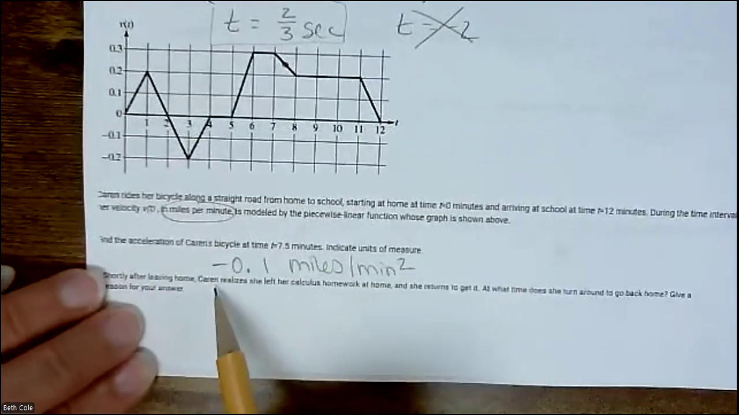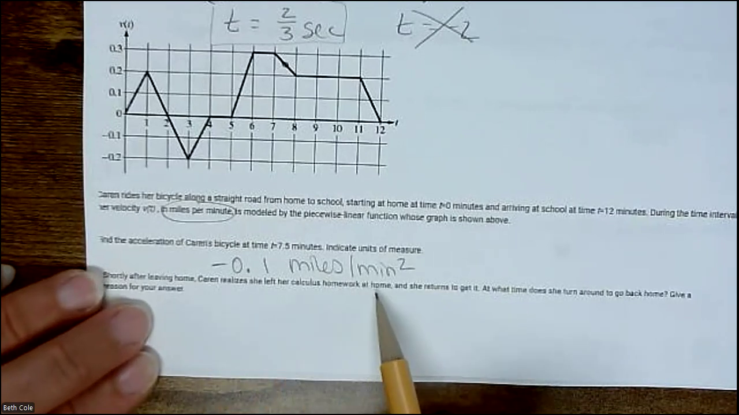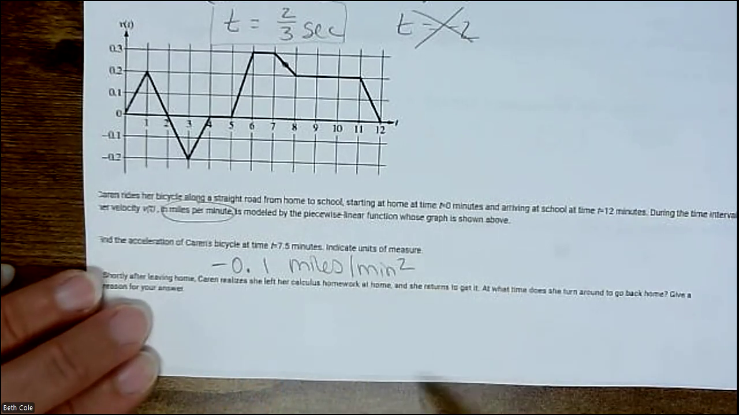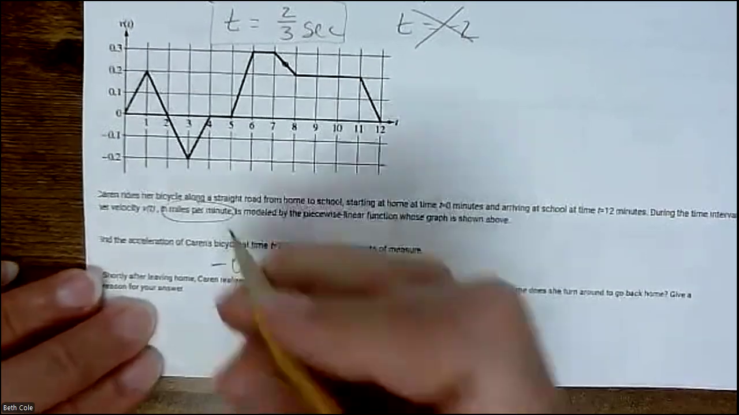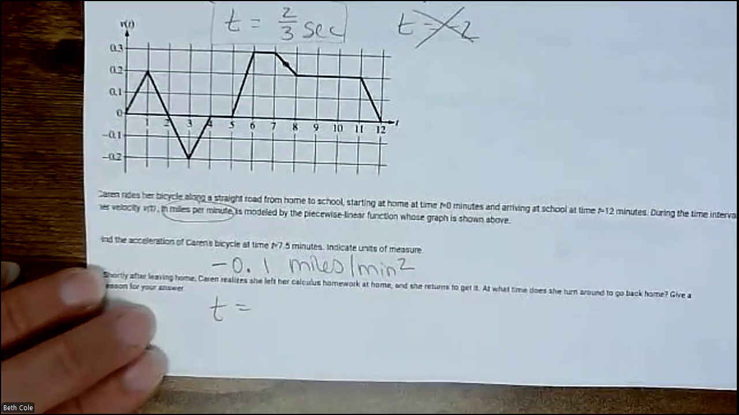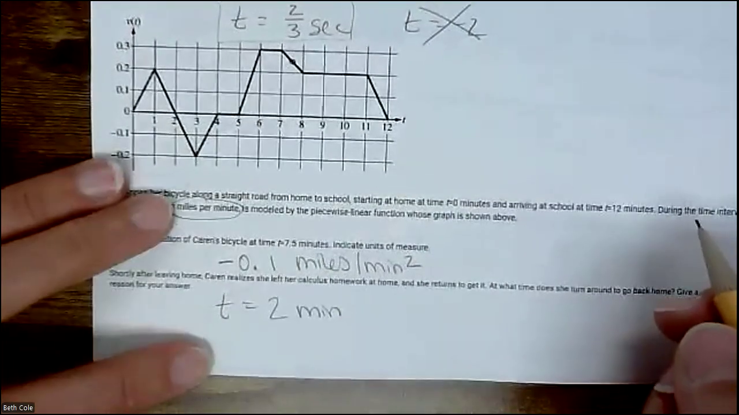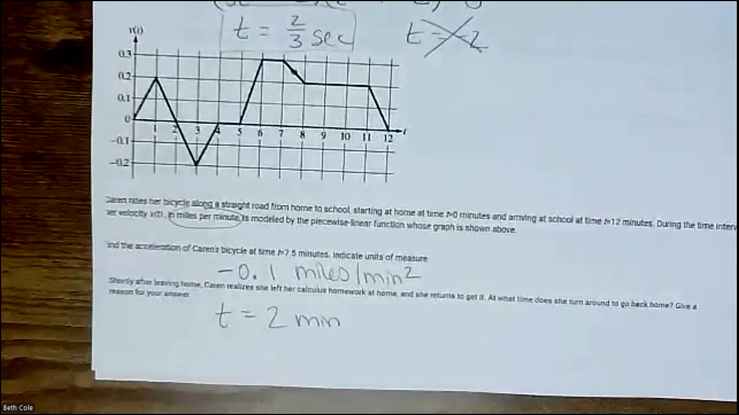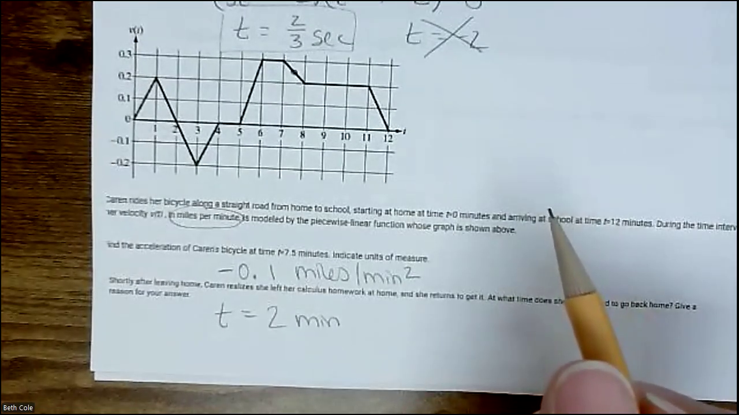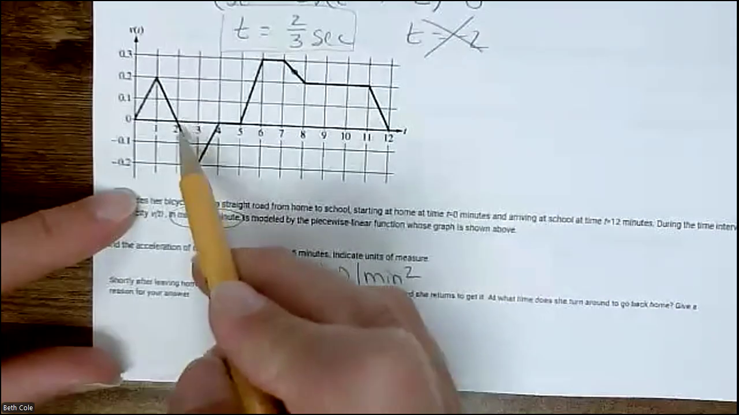All right. Shortly after leaving home, Karen with a C realizes that her calculus homework is at home, and she returns to get it. When did she start to go back home? At time when? We talked through it already. Time 2 minutes. Why? Because they do want us to justify. So let me speak to that because this happens all the time. If you just say it, they will not give it to you. Because does it mean position, velocity, or acceleration? You have to cite the correct one. So at time 2 minutes is correct.